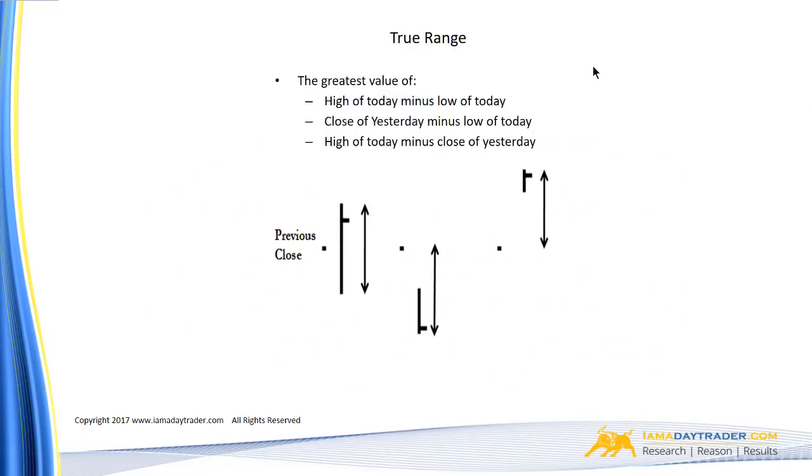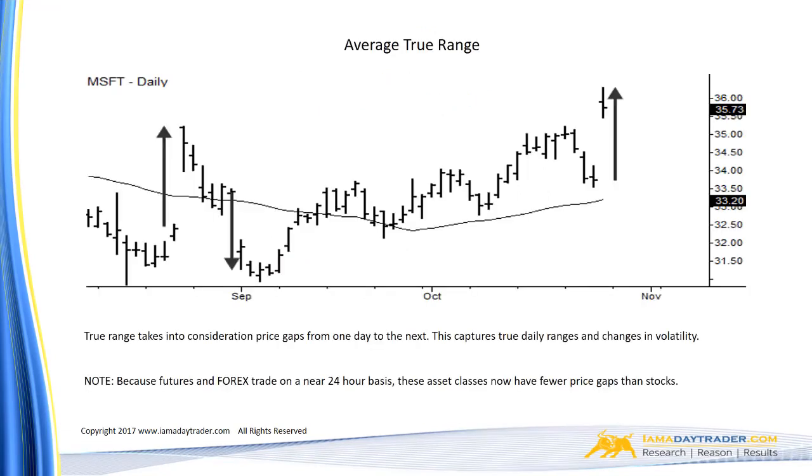We start with true range. This is the highest value of either the high of today minus the low of today, a normal range, or the close of yesterday minus the low of today, or also the high of today minus the close of yesterday. You have these three potential calculations, and whatever's the highest value is going to be used for true range. Of course, the average true range calculates the average of the true range.